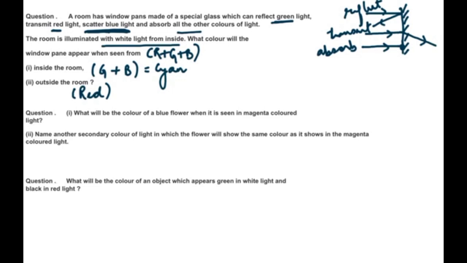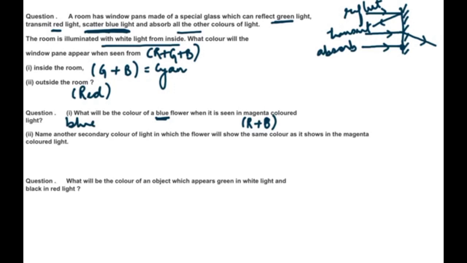What will be the color of a blue flower when it is seen in magenta colored light? Okay. See what colors is magenta having? Red and blue. Okay. This is a blue flower. What lights is it going to reflect? Only blue. Only blue is going to be reflected, and all the other lights will be absorbed. This magenta colored light is having red light and blue light. Luckily blue light is there. Blue light will be reflected. So this flower will appear blue. Blue is the answer. Fine.